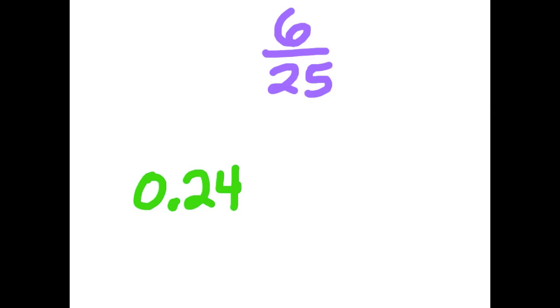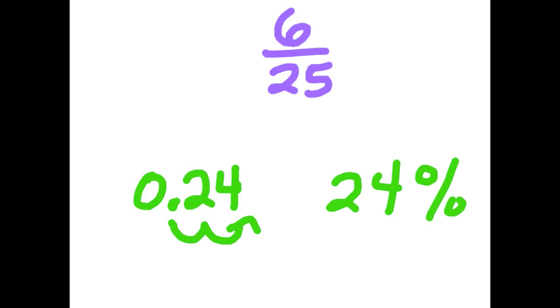To convert that to a percent, it's a very simple step, just like we did before. We just have to move our decimal point 2 places to the right and include a percent sign. So 0.24 will be 24%. 24 per 100. And that's how you do converting decimals to fractions, fractions to decimals, and percents to decimals and fractions.